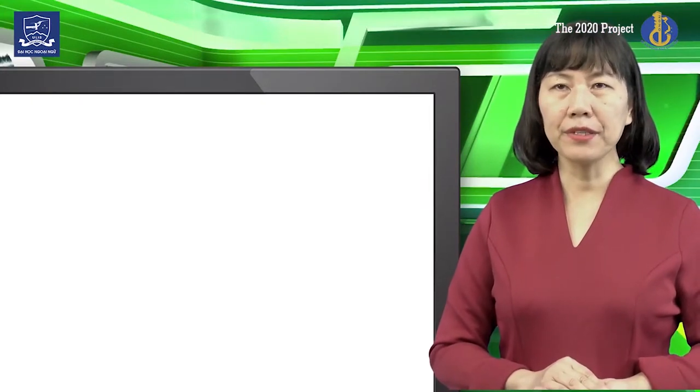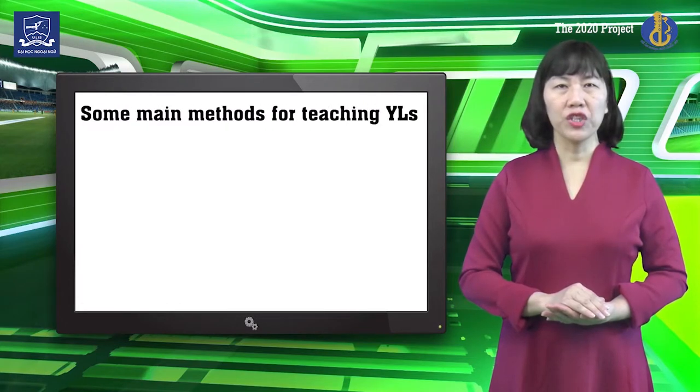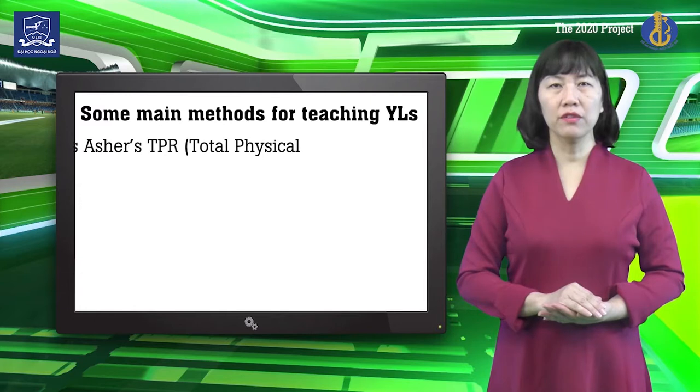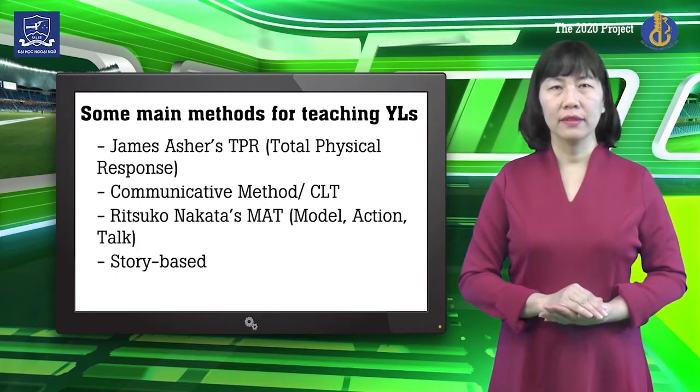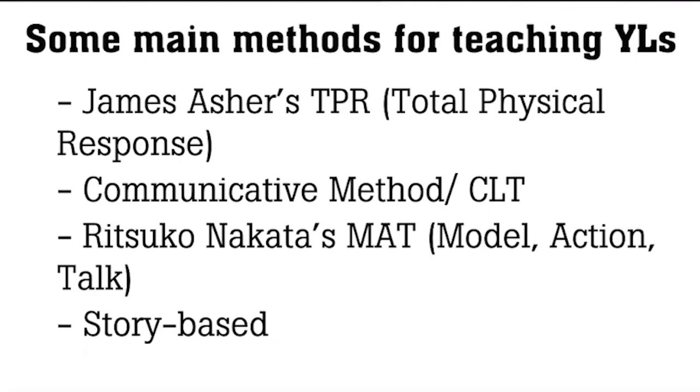There are many methods of teaching English. Here are some of the methods which are thought to be more suitable for young learners: total physical response method, model action talk method, communicative method, story-based method. We are not going to study these methods in detail. We will just look at some of the features that are related to teaching young learners.